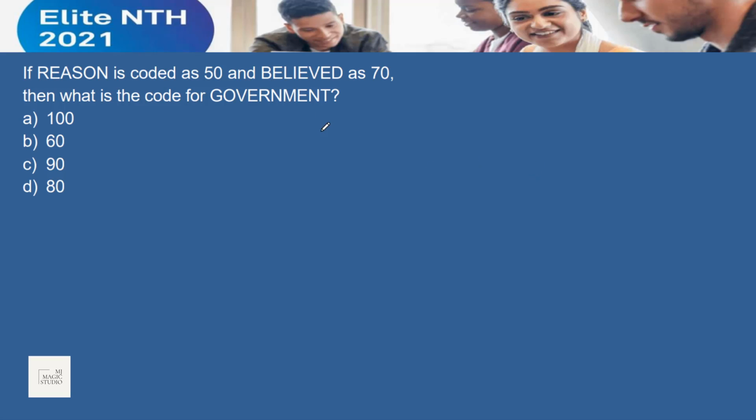Okay, next question from coding-decoding. If reason is coded as 50 and believed as 70, what should be the code for government? Reason is a 6-alphabet word and the code is 50. Believed has 8 letters and the code is 70. So we can visualize it as the number of alphabets minus 1, into 10. 6 minus 1 is 5, so 50. 8 minus 1 is 7, so 70.